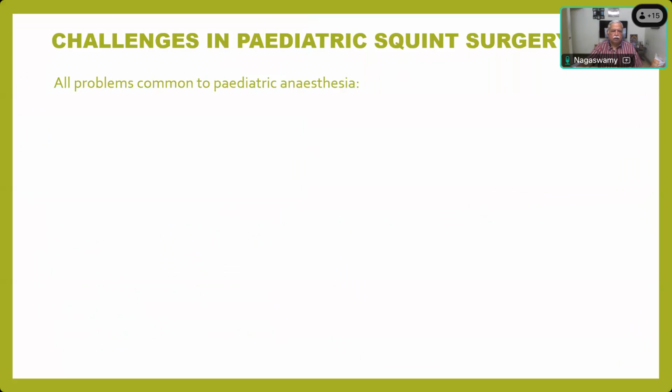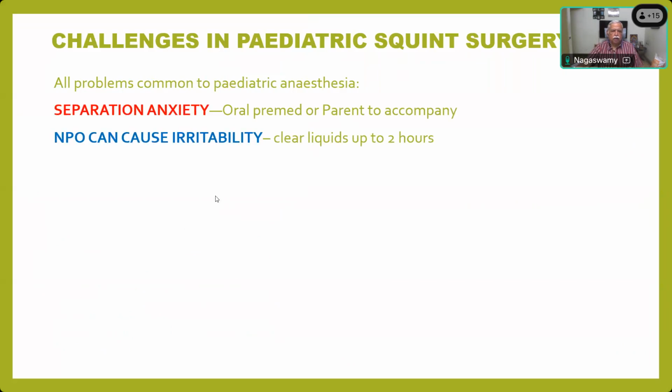Challenges in this are all problems common to pediatric anesthesia. Separation anxiety can be managed by oral premedication or the parent accompanying the child. NPO can cause irritability, so you can give clear fluids up to 2 hours. Airway differences: help from an experienced person will help you to manage the airway.